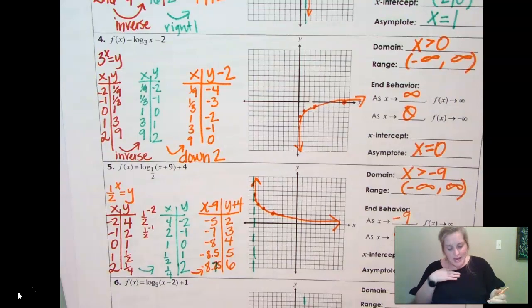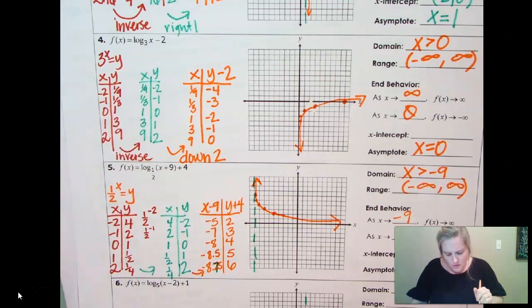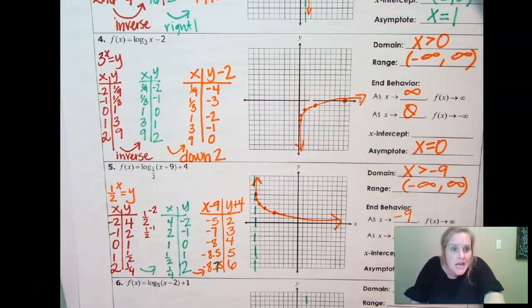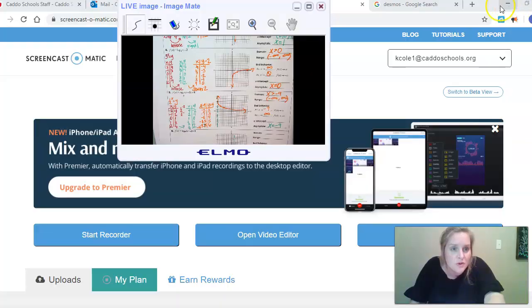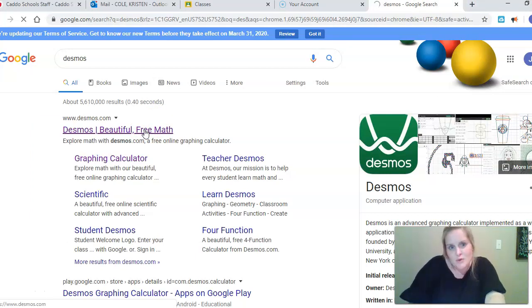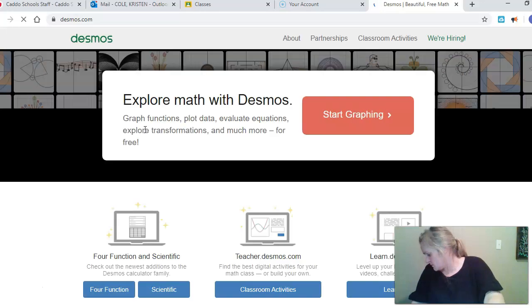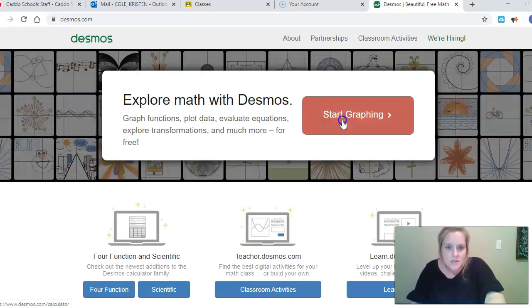Okay, your x-intercept for this one, we didn't find that. We would have to continue going on to see that, so I don't want to actually take the time to do that. That's when you could just plug that into Desmos. So beautiful free math, Desmos. Start graphing.